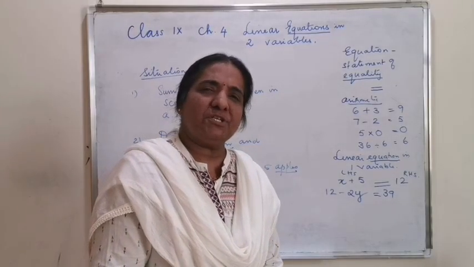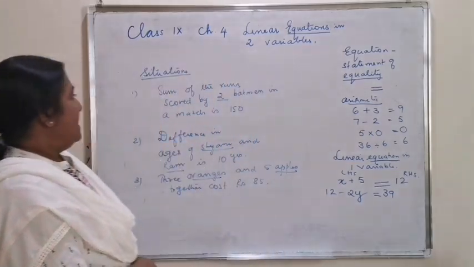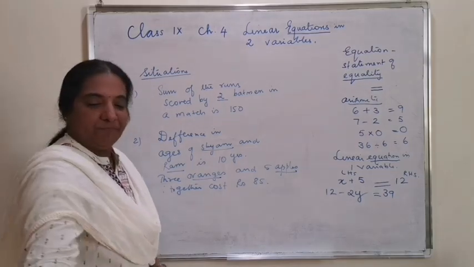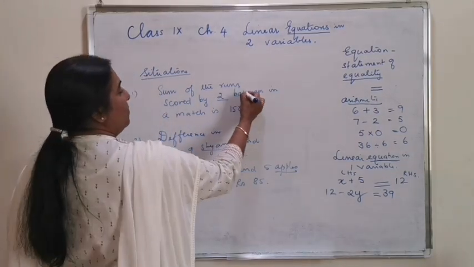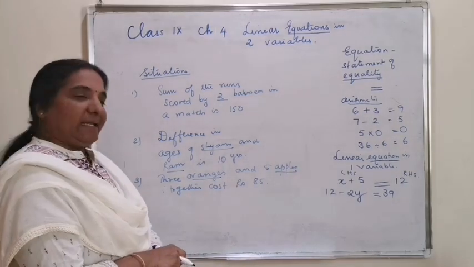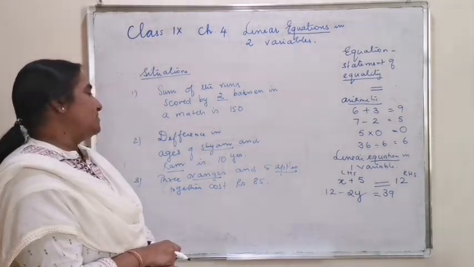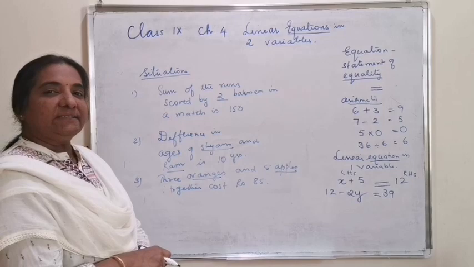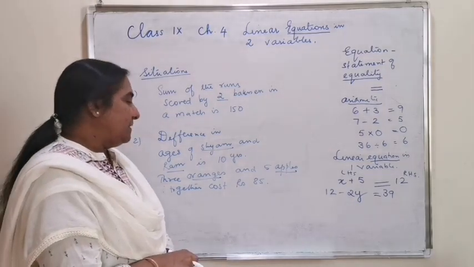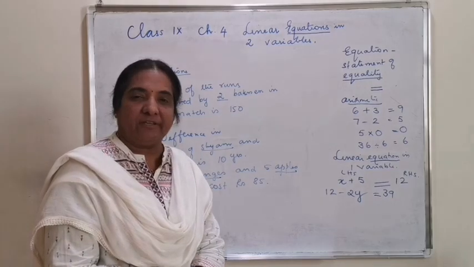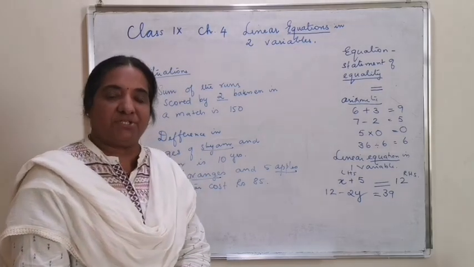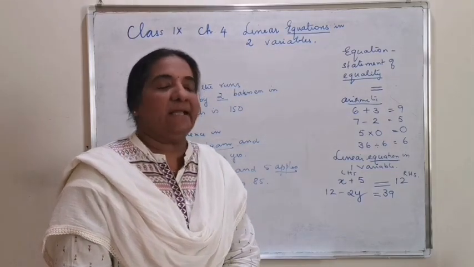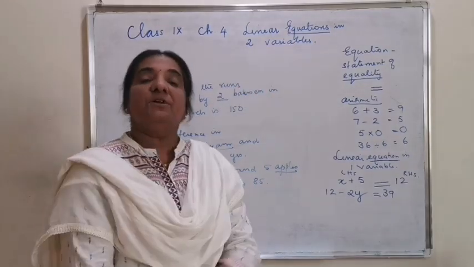Imagine a few situations. The sum of the runs scored by two batsmen in a match is 150. The second situation, the difference in ages of Shyam and Ram is 10 years. 3 oranges and 5 apples together cost rupees 85. So when you come across such situations, how do you represent them in an equation? There is the help of linear equations in two variables.